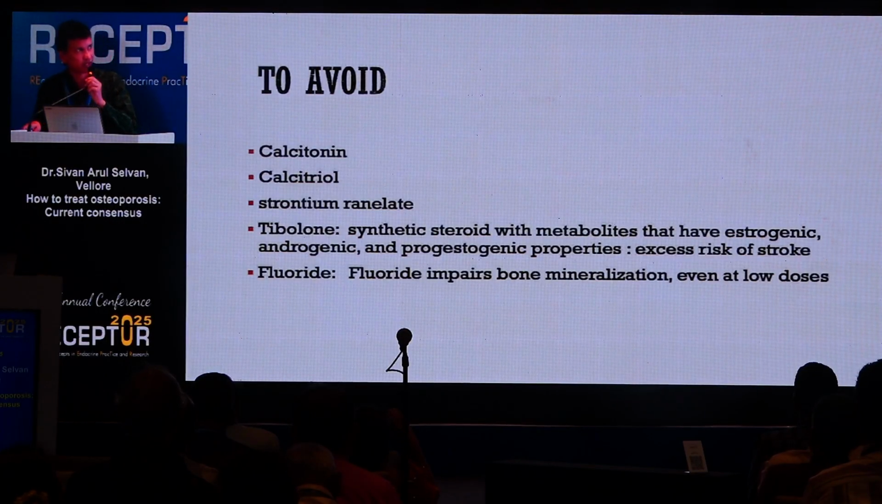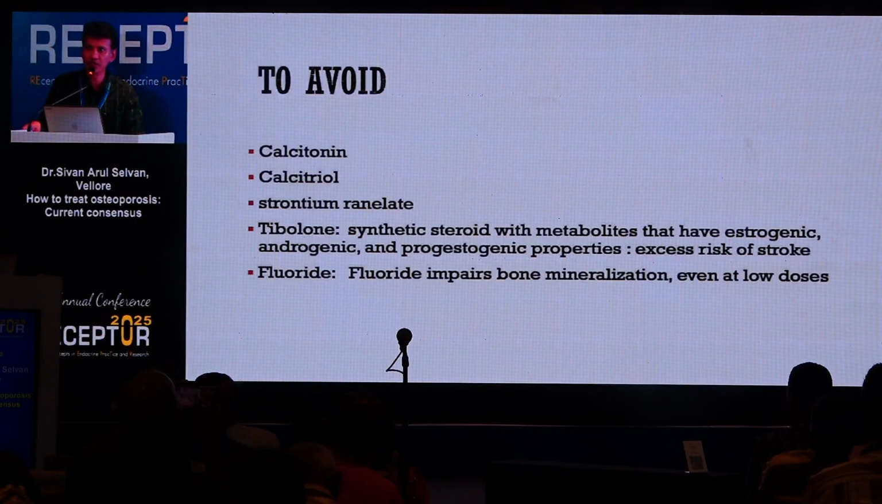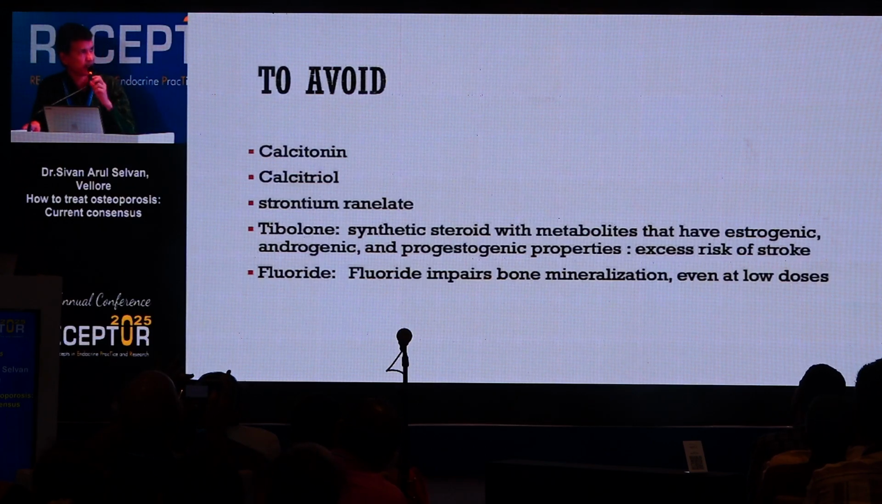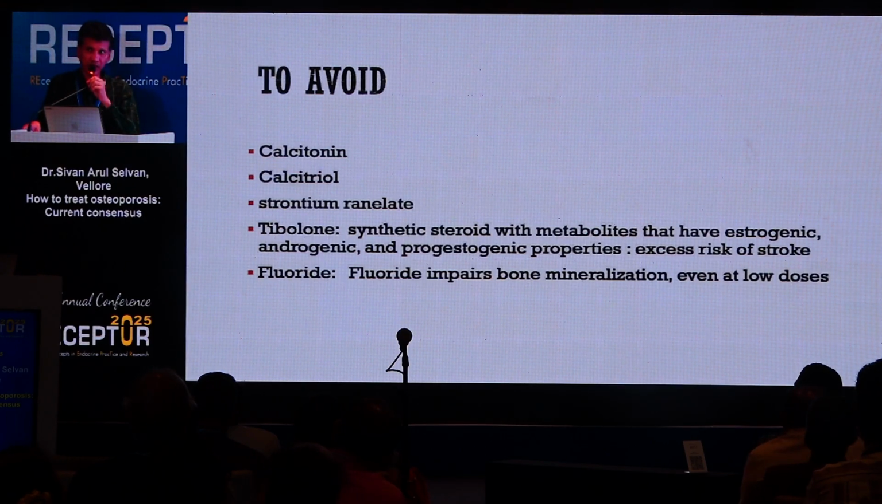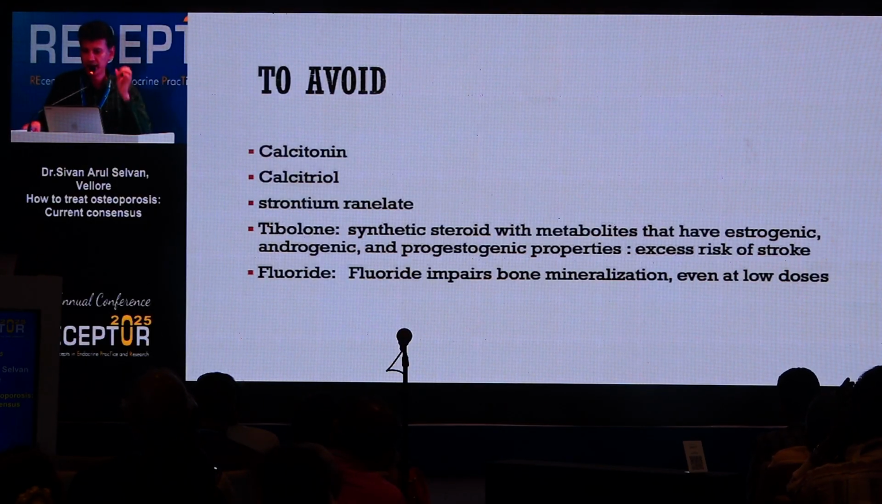So what are the drugs to be avoided for treating osteoporosis? Calcitonin is a very weak agent. It is not routinely used for treating osteoporosis. Mostly it is used for pain when the patient has an acute spine fracture. Again, calcitriol should not be used routinely for treating osteoporosis. Calcitriol should be used only in specific settings like hypoparathyroidism, CKD metabolic bone disease, and specific cases of rickets. It should not be used routinely because it's a short-acting agent that carries a risk of hypercalcemia. So it should be avoided.